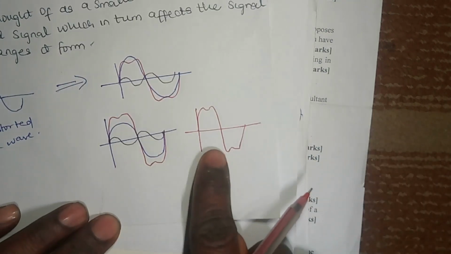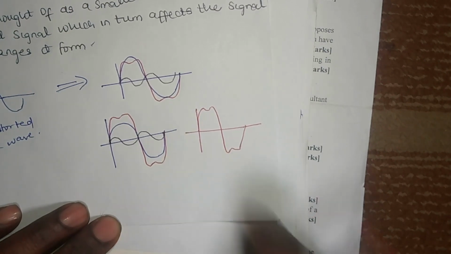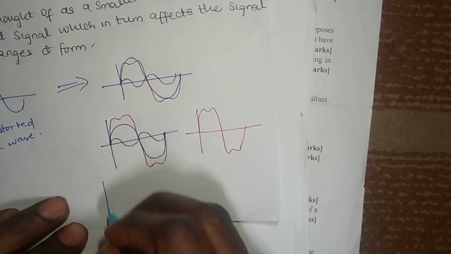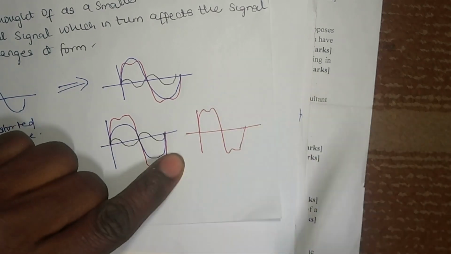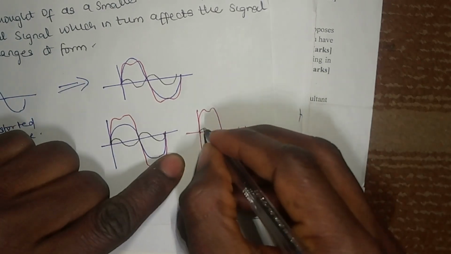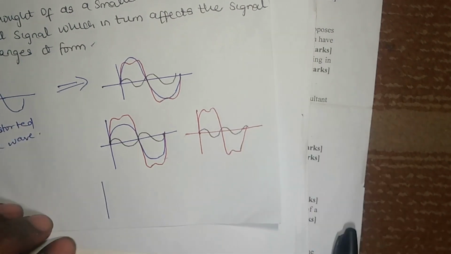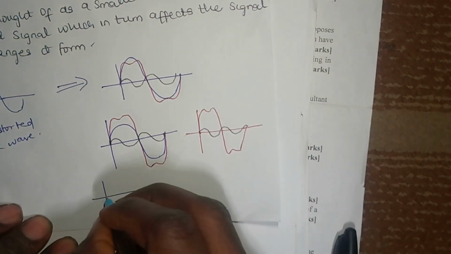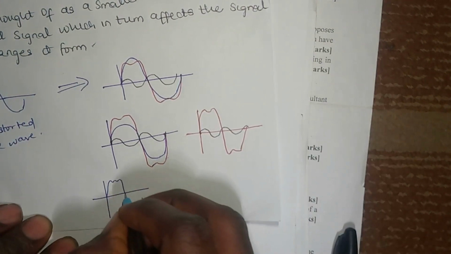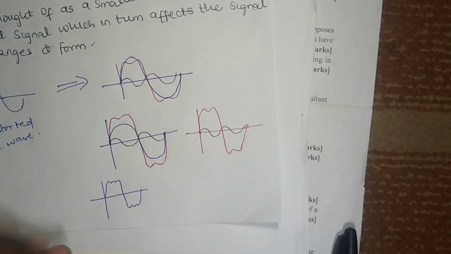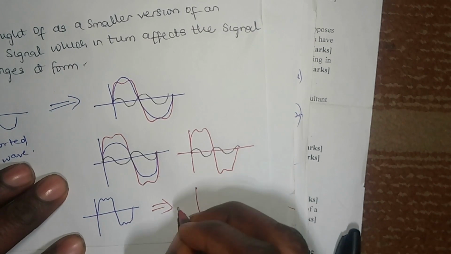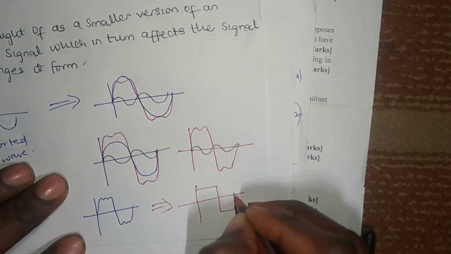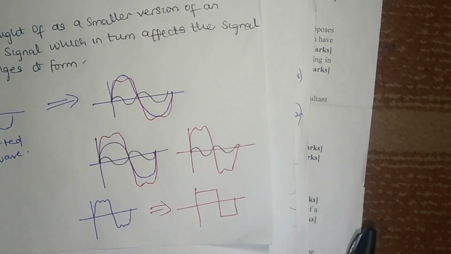If we want to make it very complex, we keep adding more harmonics to it. Let's say, look at this signal here. We add another harmonic to it. We get something like this. The more you keep adding, we end up having a square wave. Look at it very well.